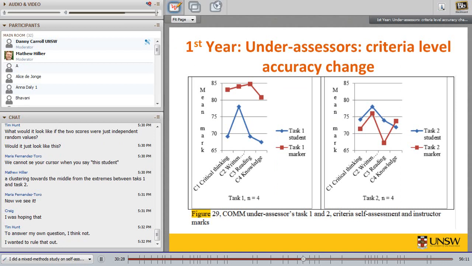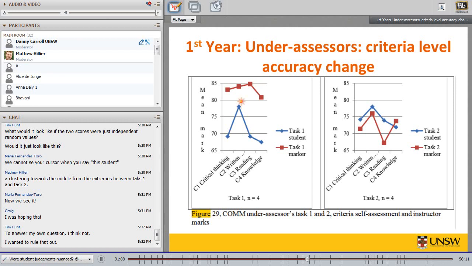So when we look at criteria level assessment, this particular view is a mean score of the under-assessing students, but it actually does relate to individuals as well. So they entered their estimates or their predictions against criteria such as critical thinking, written communication, reading or knowledge. And for the students, so blue is the students, as you can see here, on one or two particular criteria, they were much more strongly over-assessing.